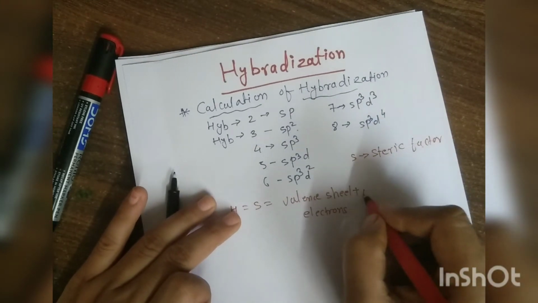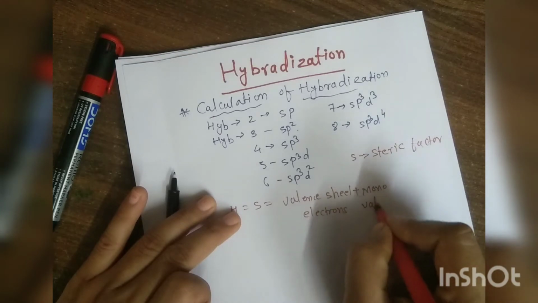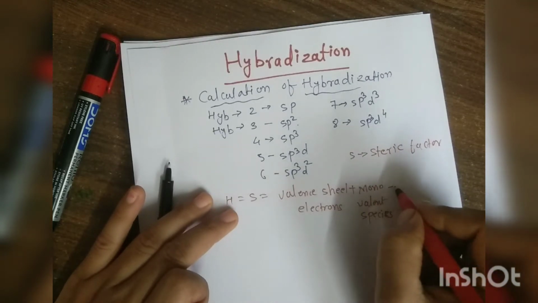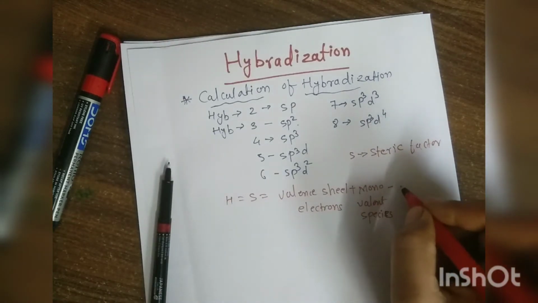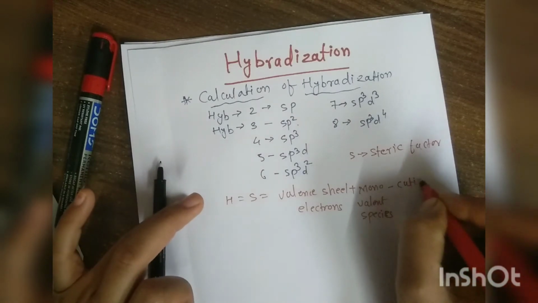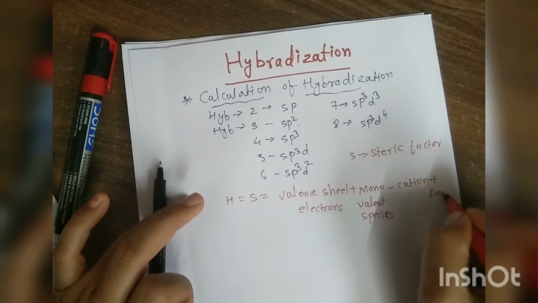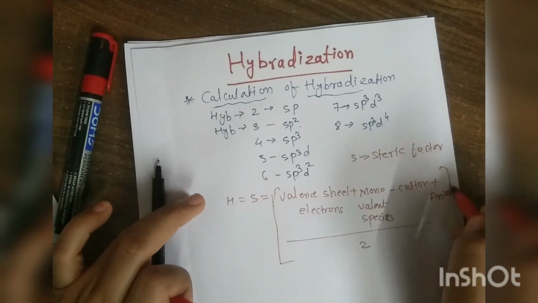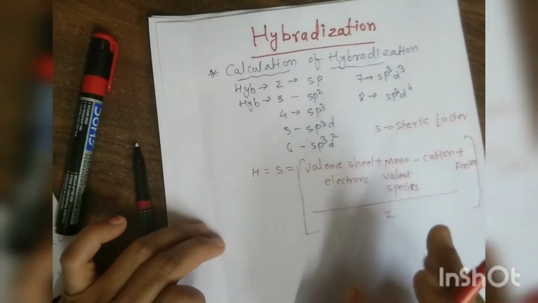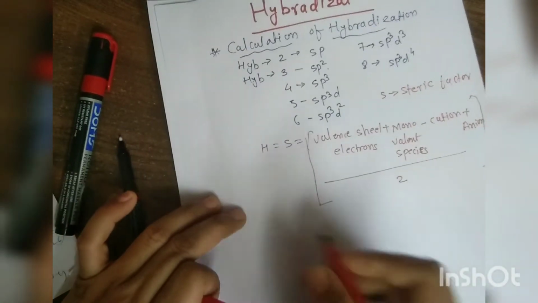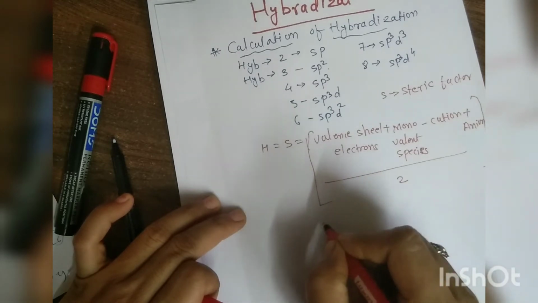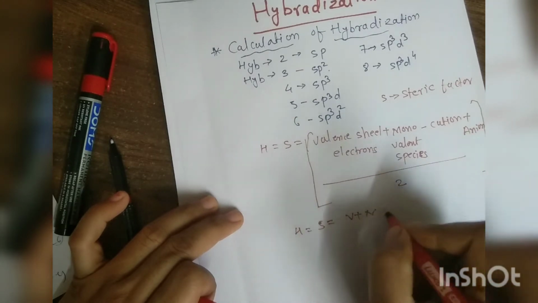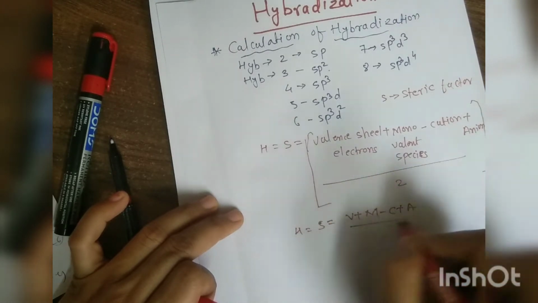plus monovalent species, minus cation, plus anion, divided by 2. This is the formula to calculate the hybridization of any compound. So we can write in short: H equals S equals V plus M minus C plus A, divided by 2.